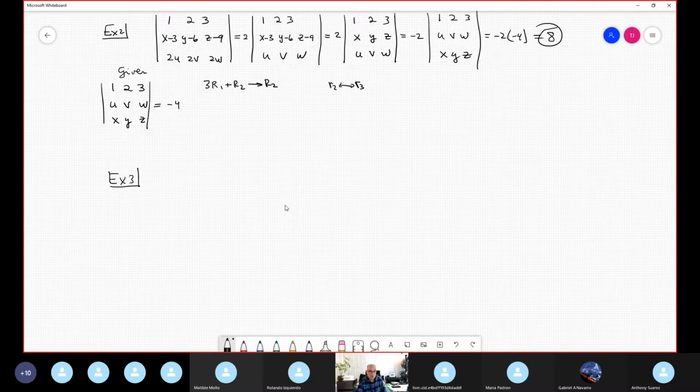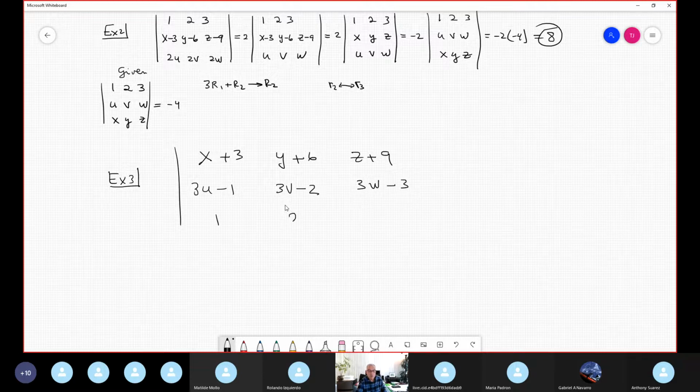Okay, suppose this: x plus 3, y plus 6, z plus 9; 3u minus 1, 3v minus 2, 3w minus 3; 1, 2, 3. Compute that. Again, this is the given.